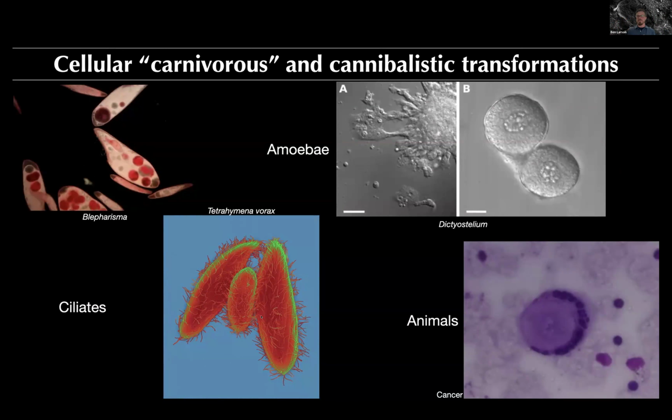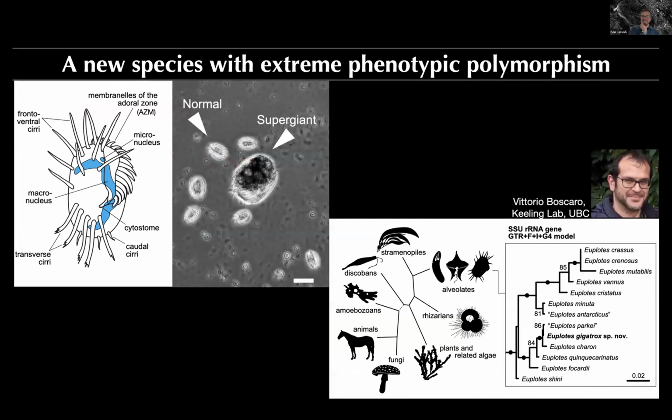But we also see cannibalistic cells broadly across the tree of eukaryotes. These, of course, are all independently evolved, but in Dictyostelium, you may be familiar with this social slime mold, there is a cannibalistic lifestyle that some species exhibit, and also in animal cells, right? In cancer, cell cannibalism can happen as well. So, okay, it's this more general phenomenon that we see in these different organisms. Okay, so back to our Euplotes species.